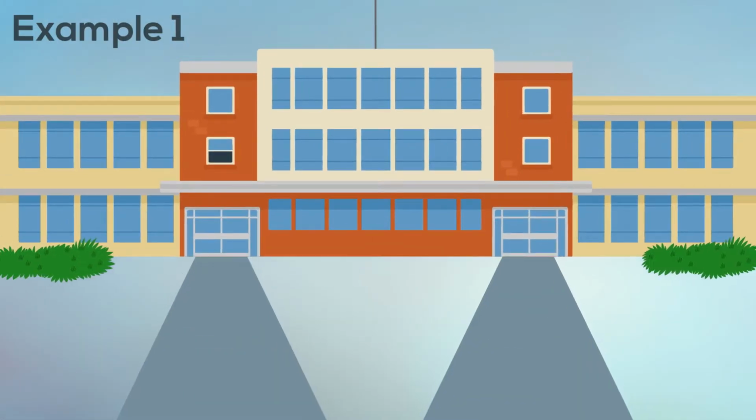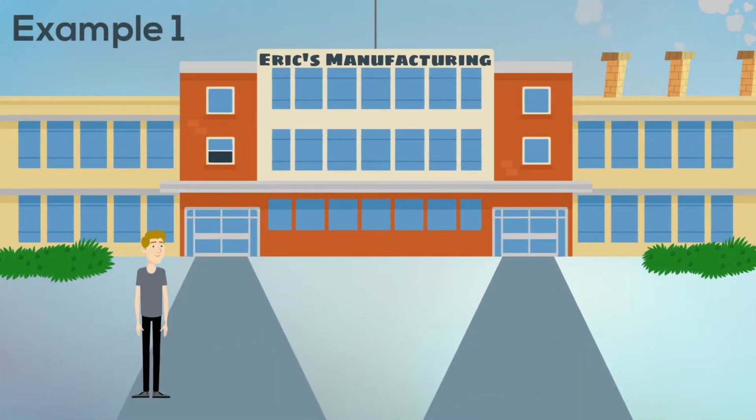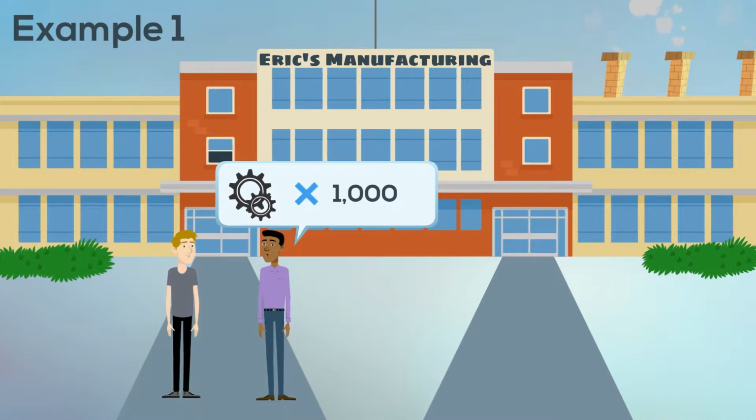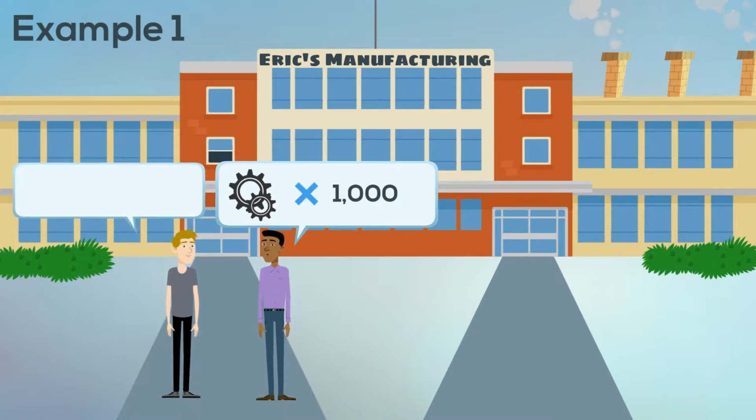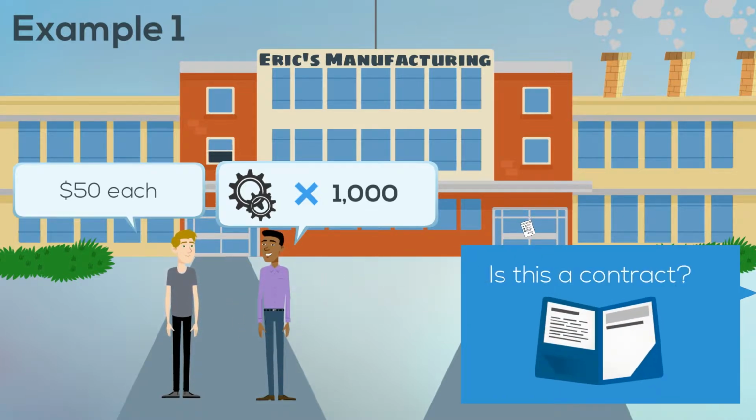All right, in our first example, let's assume Eric is a manufacturing company and I'm a customer. I want to buy 1,000 actuators from Eric. His sales associate has quoted me at a price of $50 each. I complete a purchase order and send it to Eric's sales department. Is this a contract?